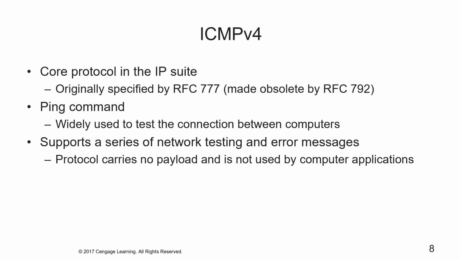So ICMPv4, it was the core protocol in the IP suite. Originally, it was provided in RFC 777, and it was obsoleted by RFC 792. You're all probably familiar with ping. It's widely used to test the connection between two computers. And ICMPv4 supports a series of network testing and error messages. The protocol has no payload, and it's not used by computer applications.